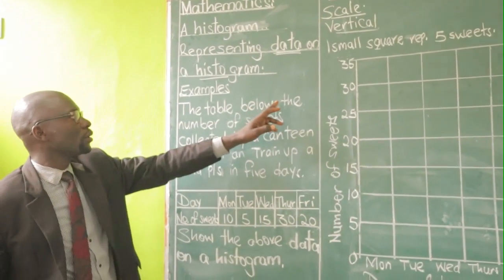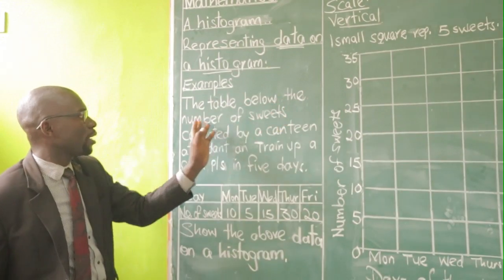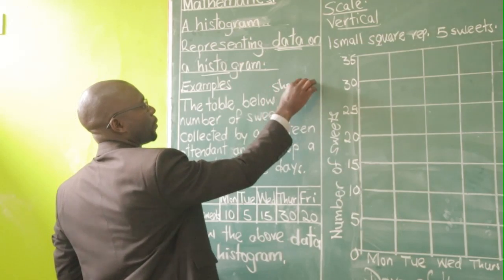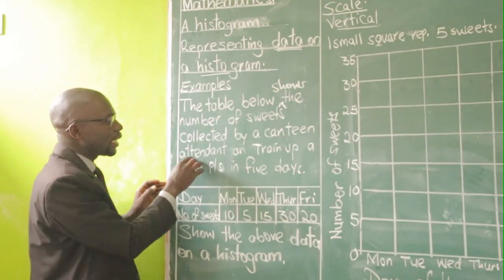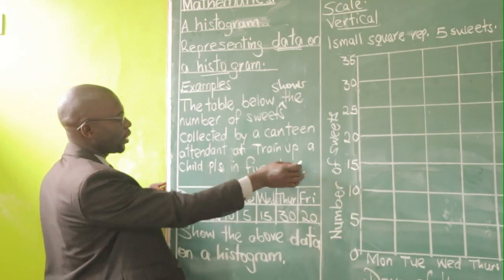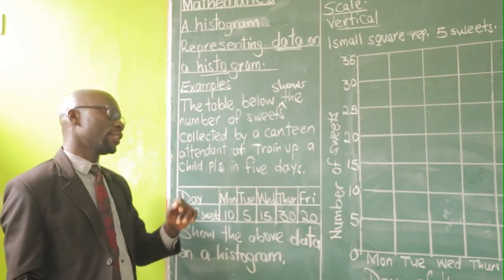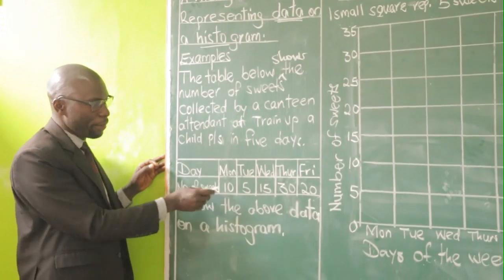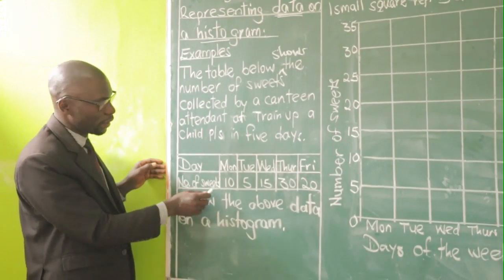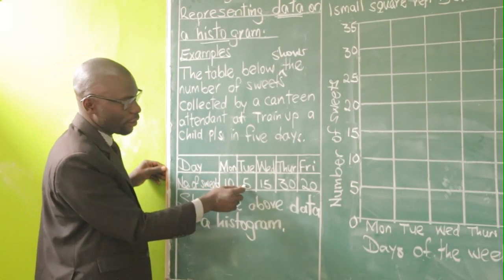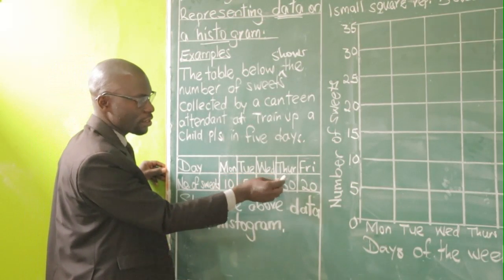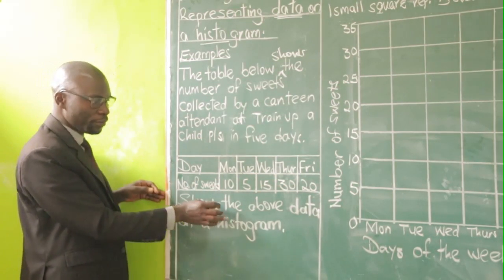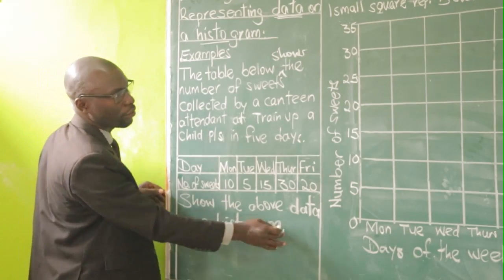The table below shows the number of sweets collected by a canteen attendant at Train Up at Charlie Primary School in 5 days. So here we have day and then number of sweets. Monday, this canteen attendant collected 10. Tuesday, 5. Wednesday, 15. Thursday, 30. And Friday, 20. The question is, show the above data on a histogram.